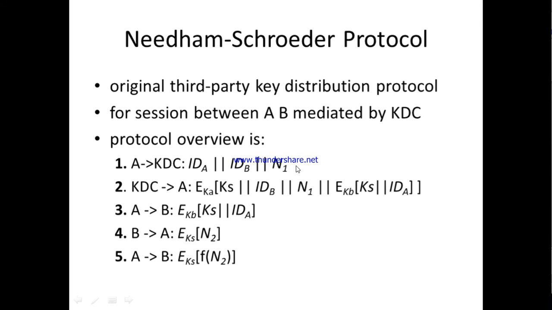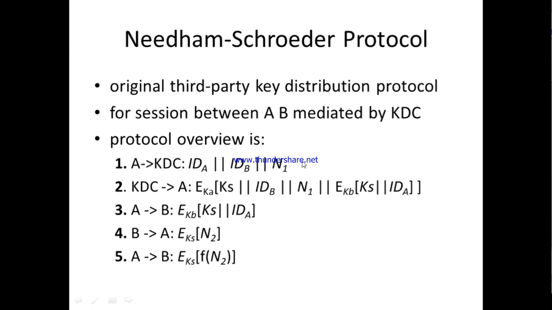It is sent with some nonce. These nonces are used to avoid replay attacks. So with some nonce it sends a message, and the KDC generates the secret key. That secret key will be encrypted with KB, which is the master key shared between the KDC and B. It encrypts the secret key along with the identity of A.